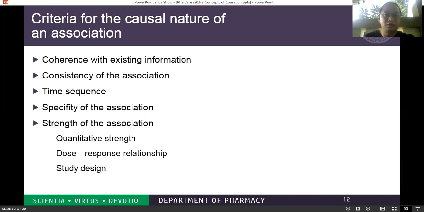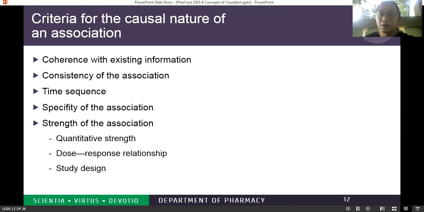Theoretically, the first criterion is the coherence with existing information. Although we may find something that is not in the current mainstream, we can still use some of the existing knowledge, existing information to support our new theory.